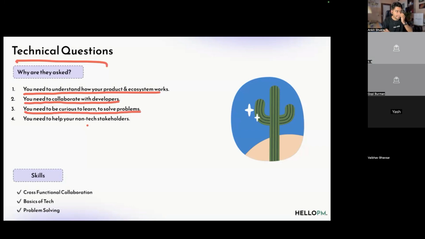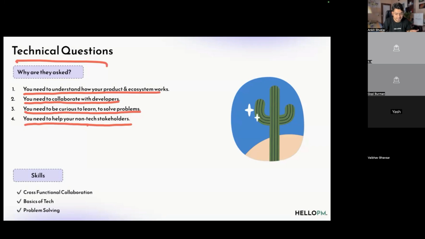Okay. And then you need to help your non-tech stakeholders, which is, no matter how technical you are a product manager, your tech team will always think that you are a non-tech person. And no matter how non-technical you are a product manager, your sales and marketing team will always come to you with technical doubts. So you need to make sure that you are able to communicate to them as well. You need to understand the technical concepts and give them in a very clear way to the non-tech people. Explain them in a very fundamental way.